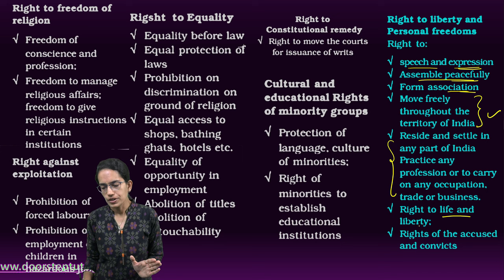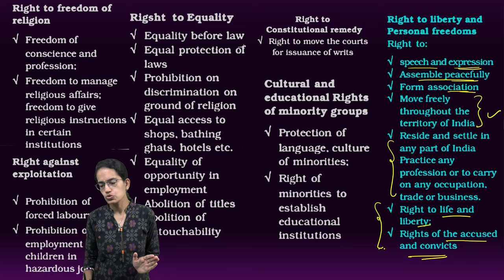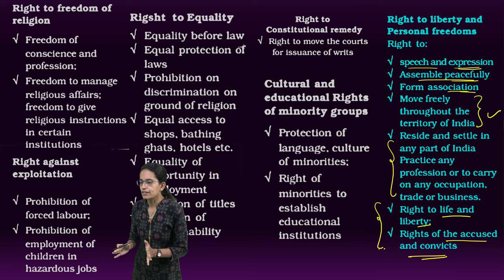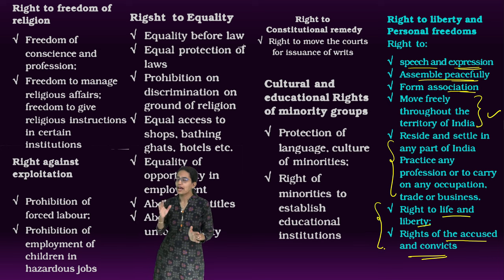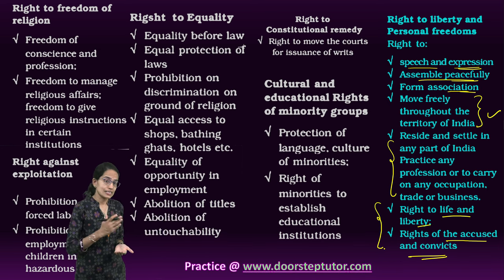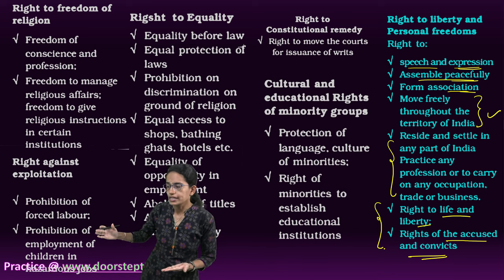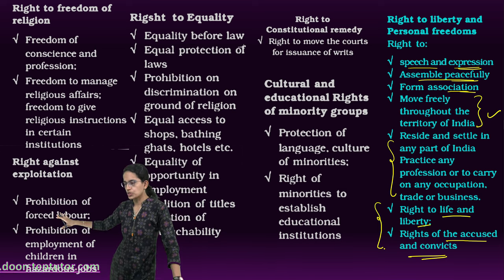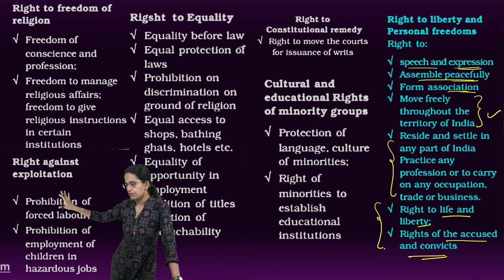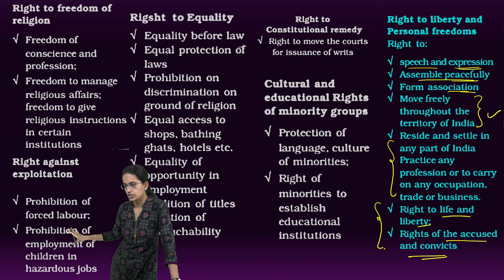Right to life and liberty, and right of the accused and the convicts. Now, these two are extremely important. Right to life and liberty means no one can be arrested without the grounds for which the arrest is made. In case the arrest is done, within 24 hours the police has to take the case to the magistrate, and the magistrate would decide whether the case is justified or is not justified.